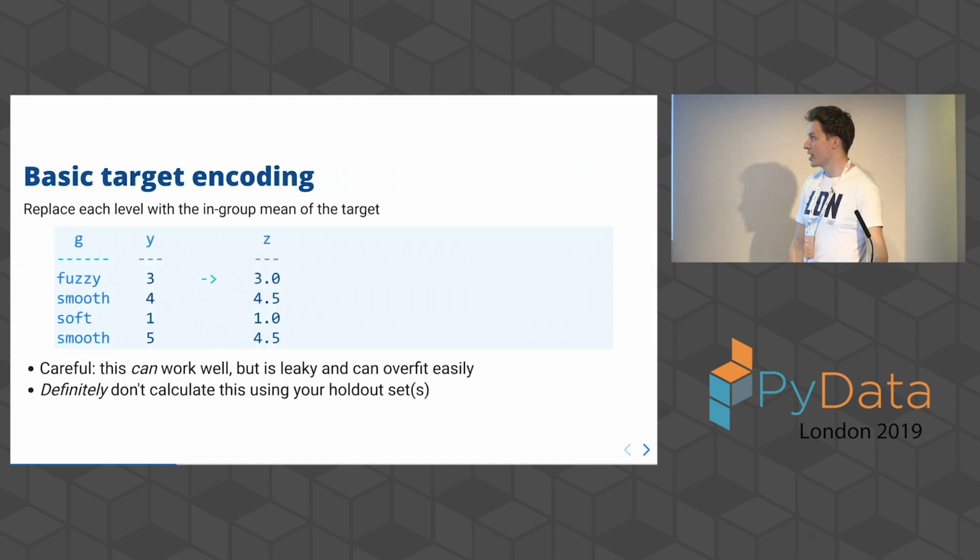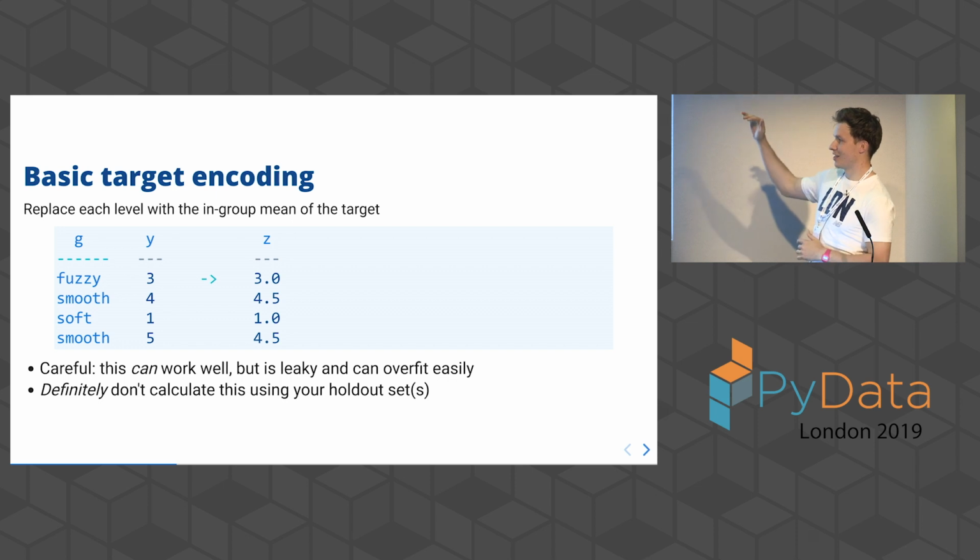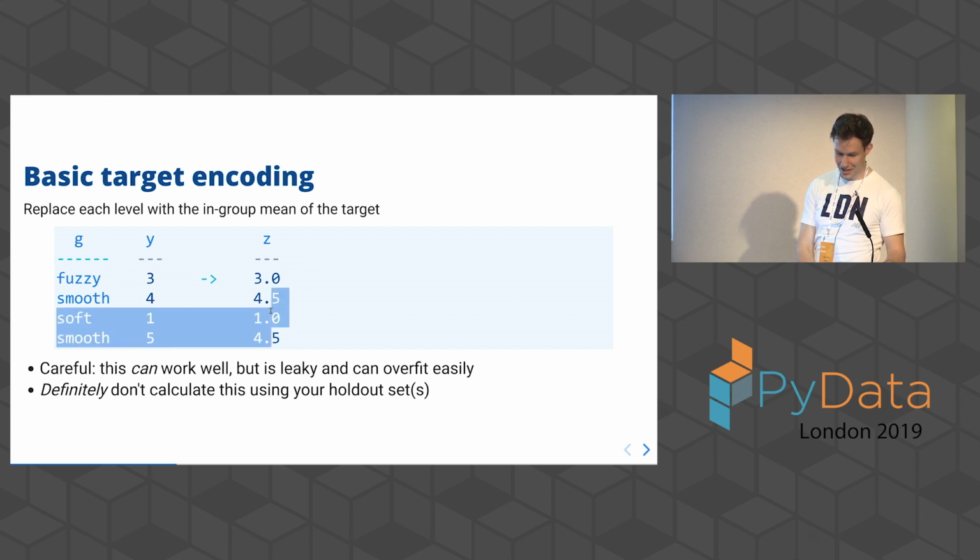Okay, so next is target encoding. It's the most basic version of target encoding: just replace each group with the mean of the target variable within that group. So take this example data here. We have 4 rows, so there's only one example of fuzzy, so it gets 3. There are 2 examples of smooth, 4 and 5. So you just transform the G column into the mean within the group.